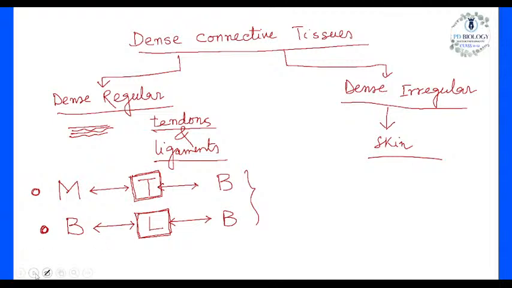After dense connective tissue, the third category of this group is specialized connective tissue. And in the specialized connective tissue, number one is cartilage.